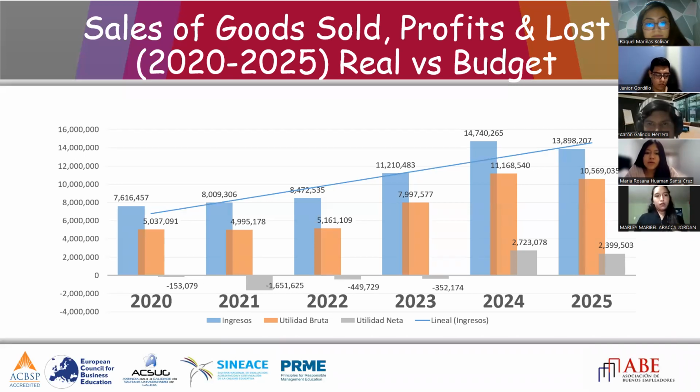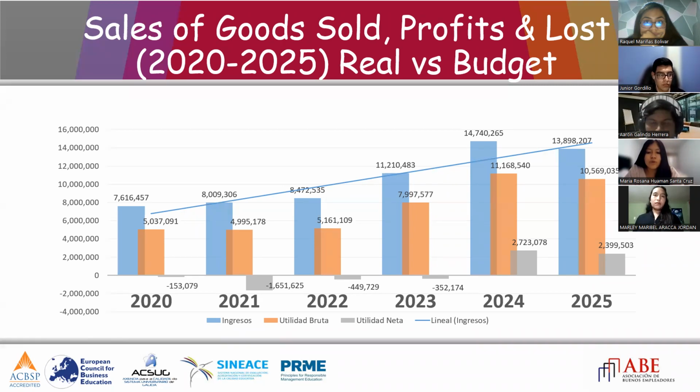In relation to income, net income, and gross income between the years 2020 and 2025, it can be highlighted that income increased between 2020 and 2024. However, in the last period, there was a significant decrease in income since they were affected by the new markets to which the company was directed.